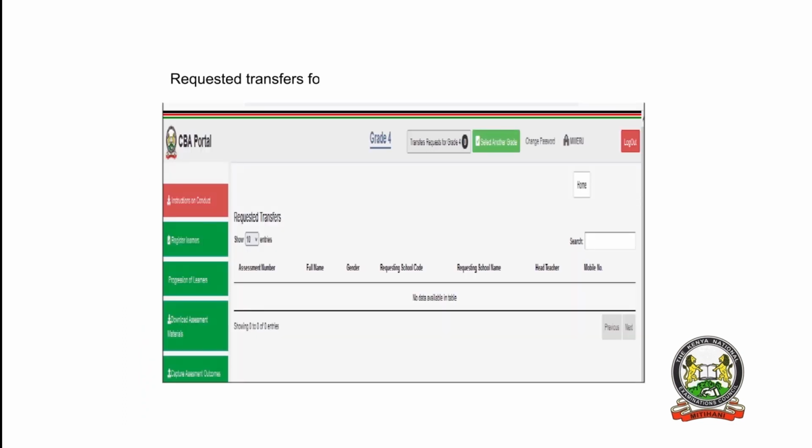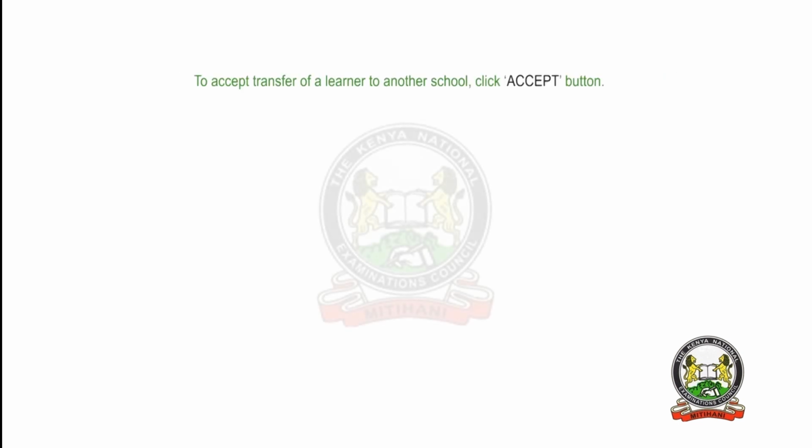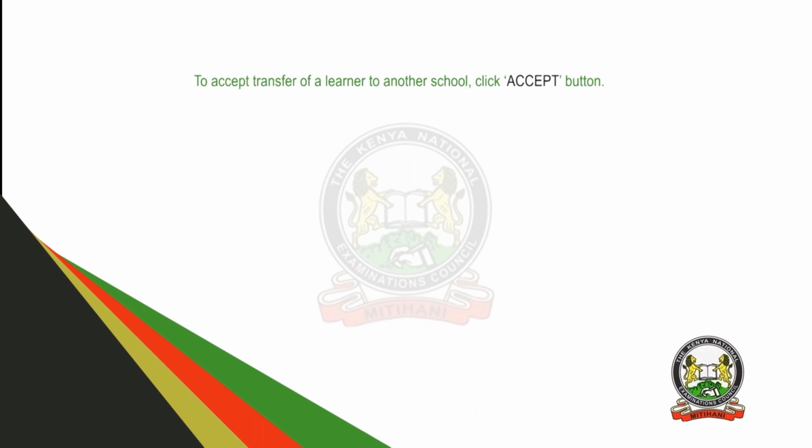Requested transfers for learners to other schools shall be viewed under the Transfer Requests for the Specific Grade or Level button as shown below. As you can see, the Transfer Requests for the Specific Grade or Level button is right above. To accept transfer of a learner to another school, click Accept button.